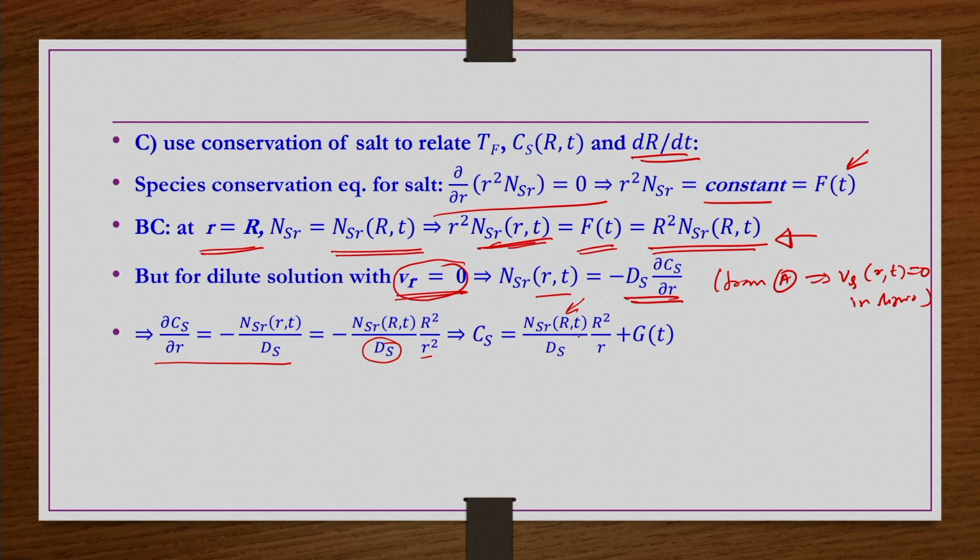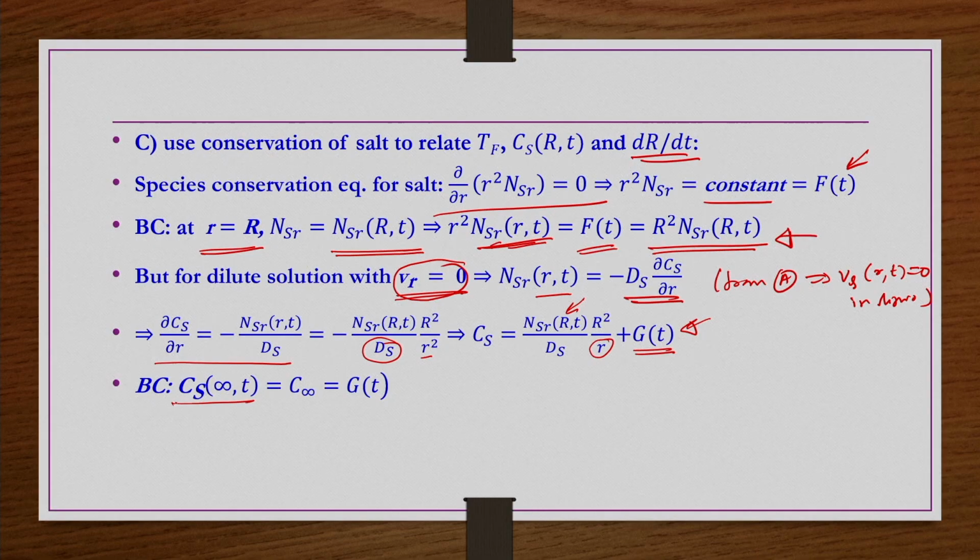So, we have to treat it as a constant divided by ds, and then capital R square, and then integration of minus 1 by r square is plus 1 by r plus an integration constant. That is constant with respect to r, but it is a function of time. So, capital G of t we are writing. So, this we have to find out.